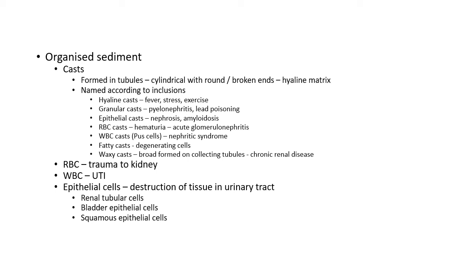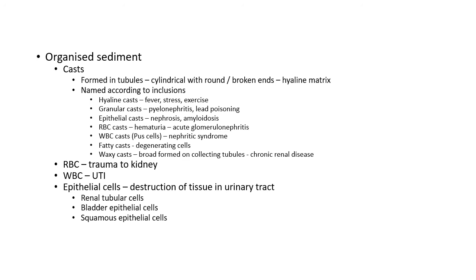Urinary casts are an important topic, and urinary casts are formed in tubules and are composed of proteinaceous material. Since they are formed in tubules, they take the shape of tubules, so they are cylindrical in shape with round or broken ends. They are mostly of uniform diameter but vary in length. Practically, all casts have hyaline matrix, but they may or may not contain inclusions such as desquamated cells. The casts are usually named after the inclusions contained in them.